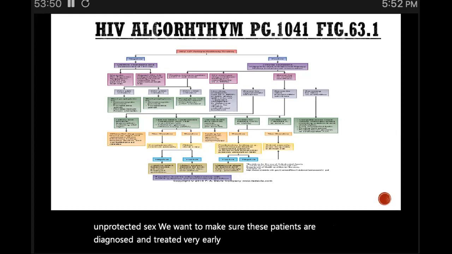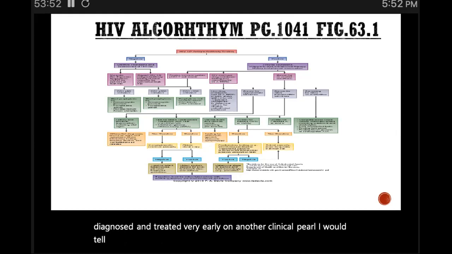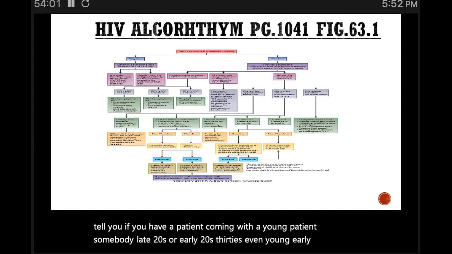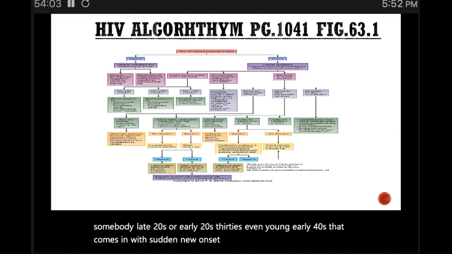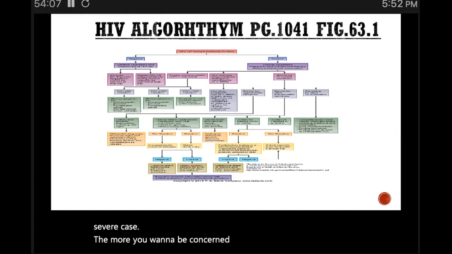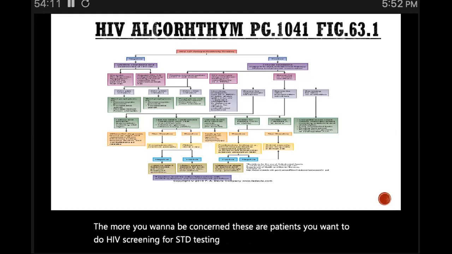Another clinical pearl I would tell you: if you have a young patient, somebody in their late 20s or early 20s, 30s, even early 40s, that comes in with sudden new onset shingles, especially the more severe case, the more you want to be concerned. These are patients you want to do HIV screening for, STD testing, but specifically HIV screening.